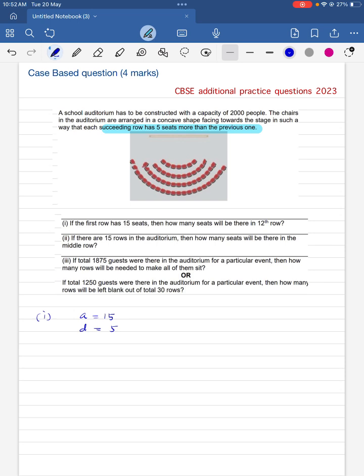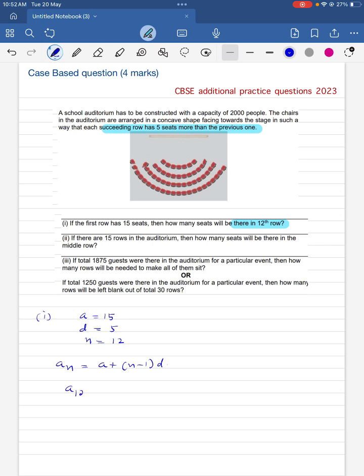And we need to find the number of seats in the 12th row. That's what they've asked in the question. So the value of N will be 12. And we need to find out what AN is. AN is A plus N minus 1 into D. That's the formula we use to find the nth term of an AP.